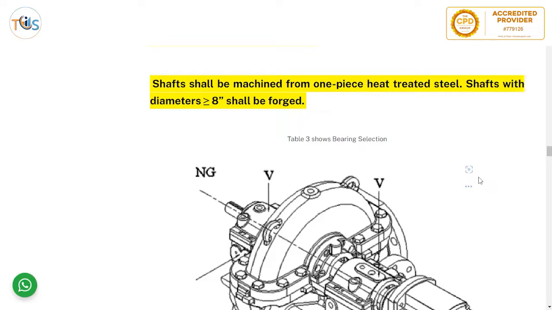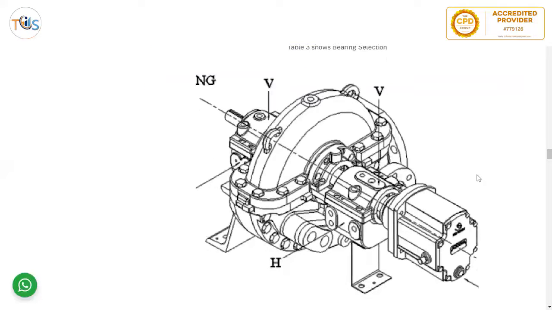If it is welded or two piece, you might have a stress raiser here, and eventually you have a fatigue failure which happens much faster than with one piece. And shafts with a diameter over 18 shall be forged. Forging is one of the best methods for manufacturing and is widely used. The impellers and shafts are normally forged.